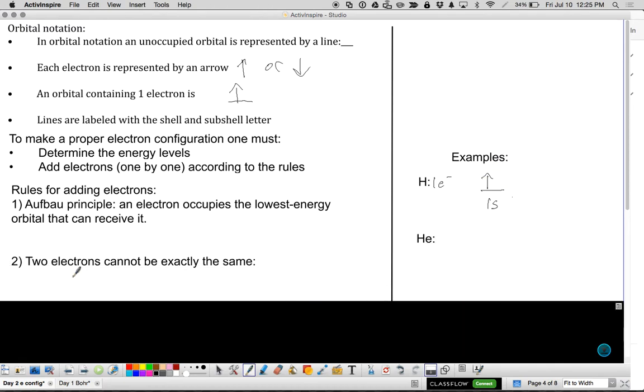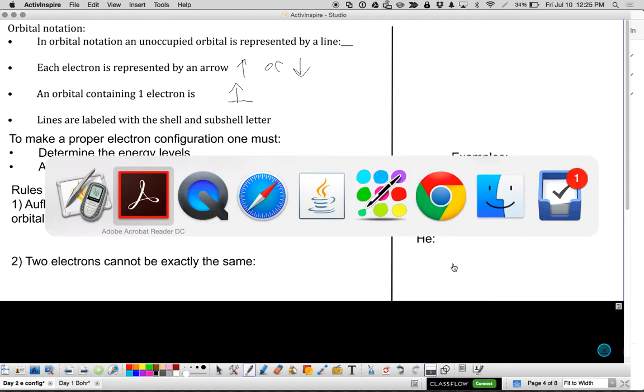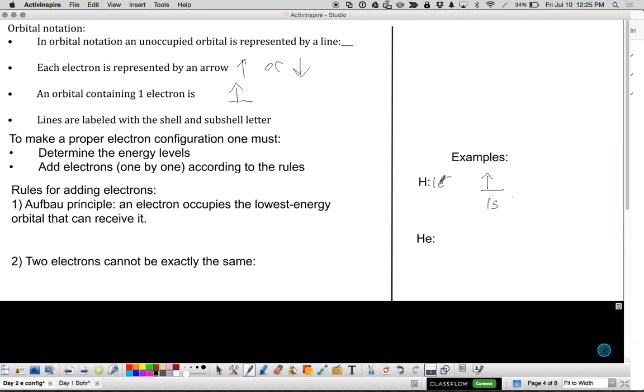Now the problem is two electrons cannot be exactly the same. So for example, with helium, now let's take a look at helium. Helium has two electrons, all right? So here's two electrons. And I know that each orbital can hold two electrons, okay? So there is room in the 1s orbital for each of these electrons. But if I do it like this, then these electrons are both the same, okay?